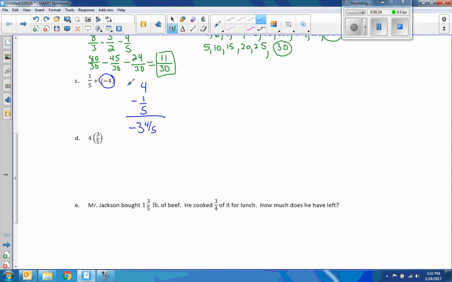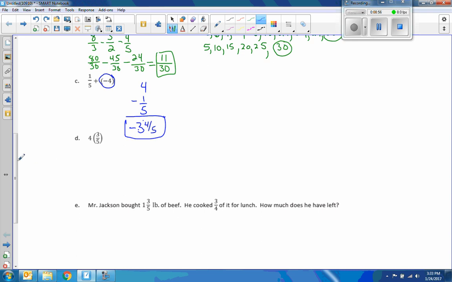So I just did 4 minus 1/5. I ignored signs, and then I took the sign. I actually switched signs. That might confuse you. So I did the opposite of negative 4, I got 4. The opposite of 1/5, I got negative 1/5. 4 minus 1/5 is 3 4/5, but it has to be negative because negative 4 is bigger than negative 1/5, and therefore your answer has to be negative.